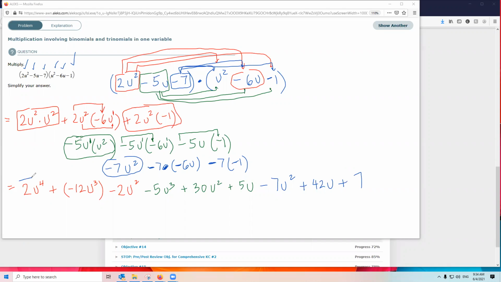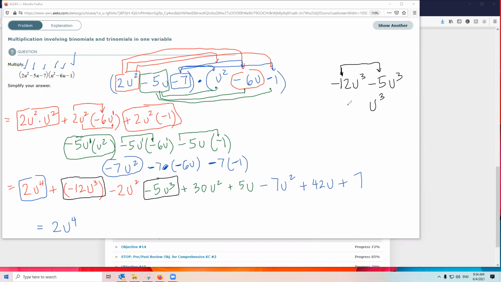All right, let me start here with 2u to the 4th. I'm noticing there's no other u to the 4ths, so I'm just going to copy that down. All right, now I'm going to go to the u to the 3rds. I'm going to circle this in black. So here's a negative 12u to the 3rd. I'm going to write this off to the side because maybe it'll be easier if I can isolate the u to the 3rds. Then there's a negative 5u to the 3rd. And that's it. There's no other u's to the 3rds. Well, the rule is you keep the variable part the same, u to the 3rd, and I'm going to add the numbers in front. Well, in this case, it's subtracting. Negative 12, subtract 5. Well, that's negative 17. So I have a negative 17u to the 3rd.